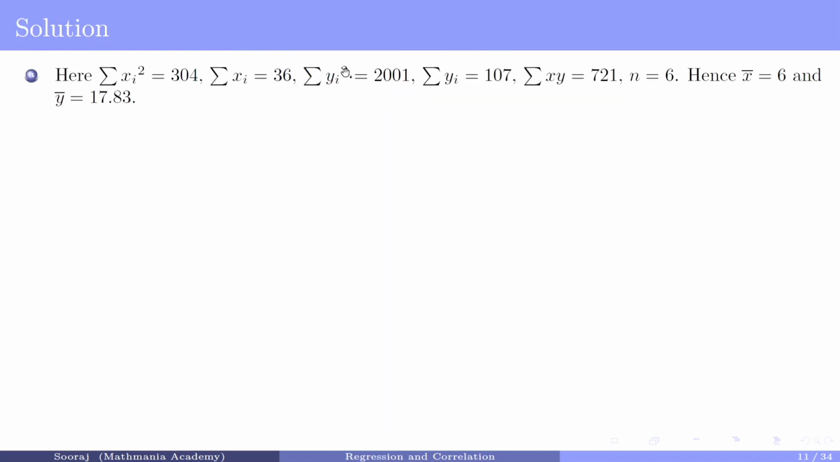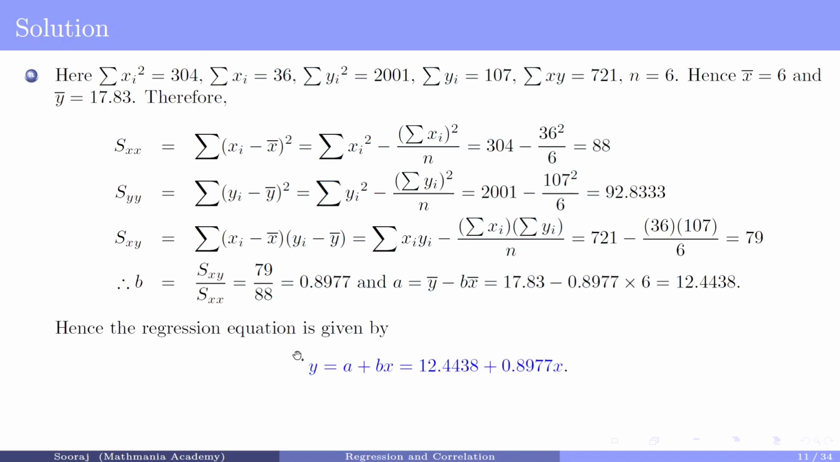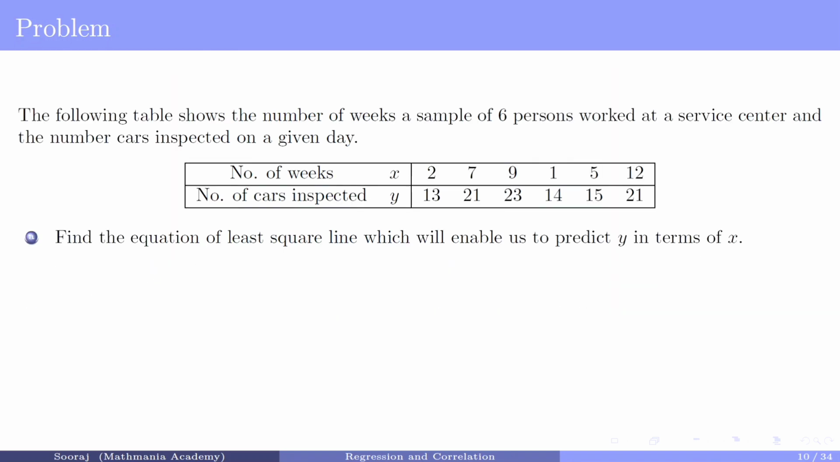For which we need all this data. We just calculate them, and substituting them in the respective formulas, we calculate the values. Using this, we calculate b and a values. Once we have this, we have the regression equation as this. This was the first part of the question, right?